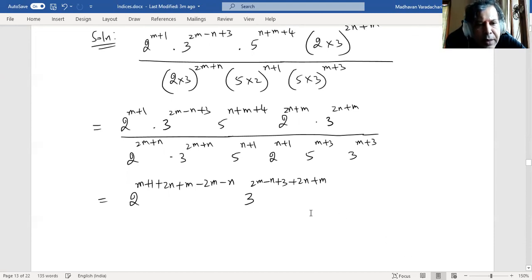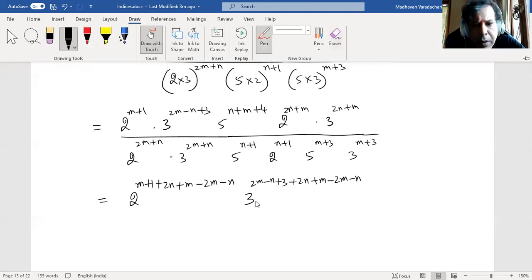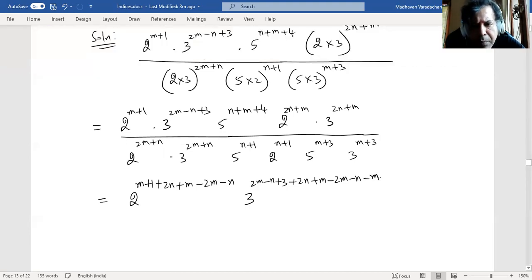plus m. Then in the denominator you have this. If I take it to the numerator, the power will get opposite sign, minus 2m minus n. Then the next is 5 to the power of n plus m. I'm sorry, I think one more I missed. I wrote this minus 2m minus n. There is one more here, minus m minus 3. Then now I will write about 5 power n plus m plus 4. Then in the denominator you have this, that I will take it to numerator, it will become minus n minus 1. One more is there, m.